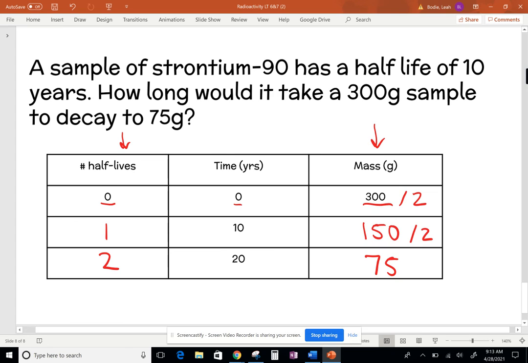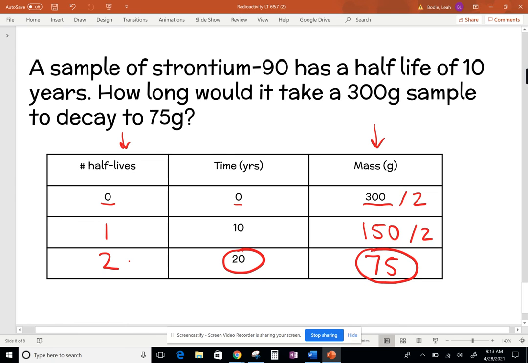So if we want to look at how long it takes for a 300-gram sample to decay to 75 grams, well, we have our 75 grams right here. We have to look at our table and figure out how long that took. We know it took 2 half-lives, and for the amount of time, we can look at our time column and see that it took 20 years for 300 grams of strontium-90 to decay to 75 grams.